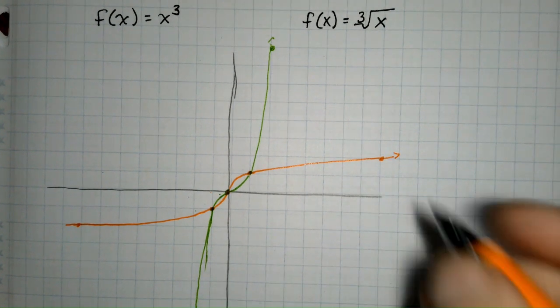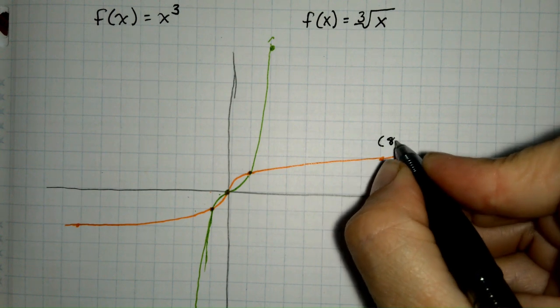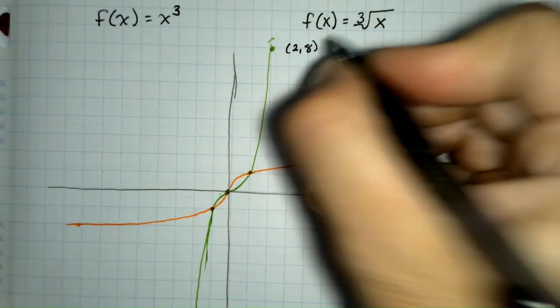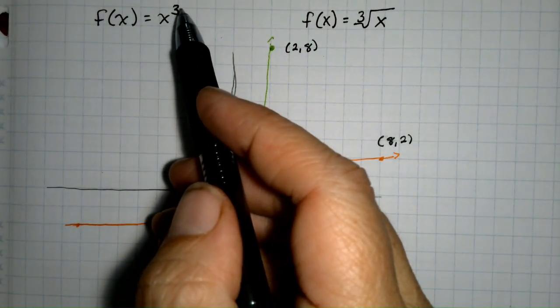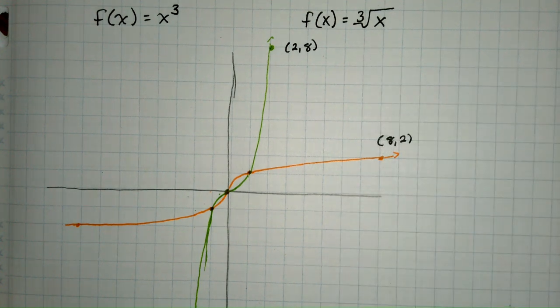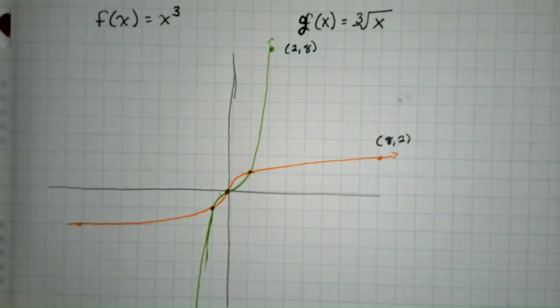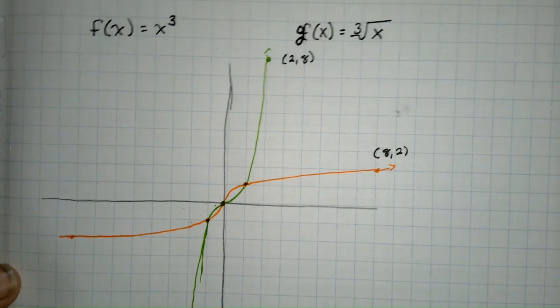Okay, so you might have noticed this is the ordered pair 8, 2, and this is 2, 8. It's because this takes you to the third power and this reverses that process. I guess I should have called this g. So these happen to be inverse functions.